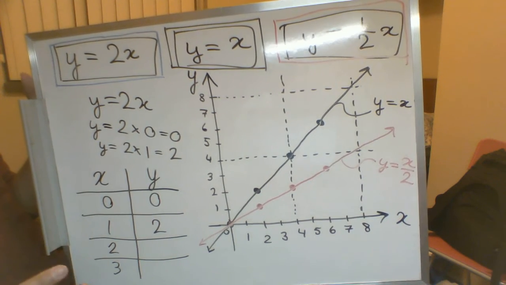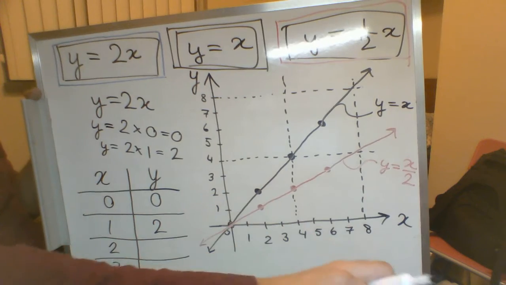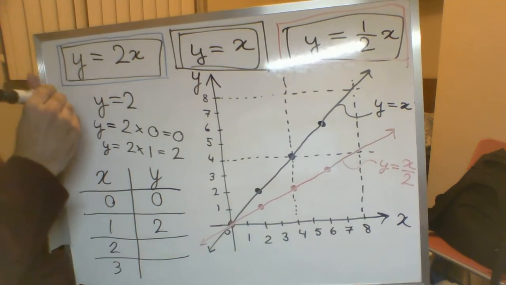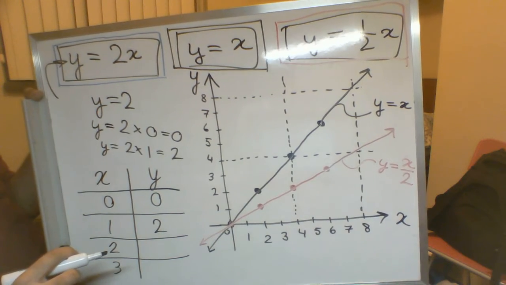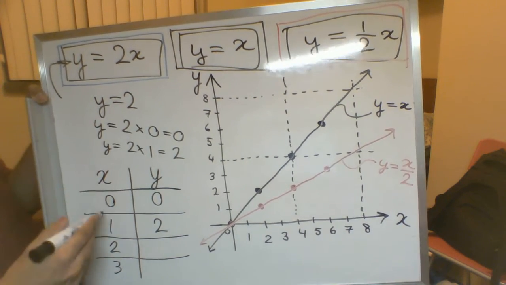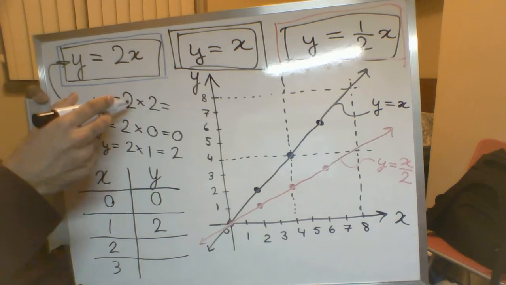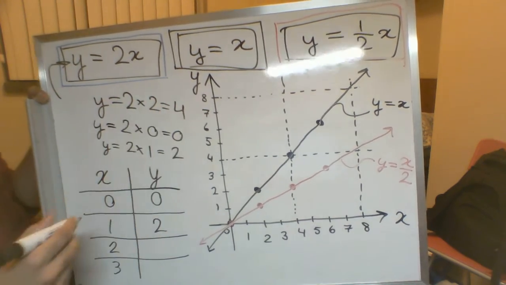Hopefully I'm not going too fast. I'm trying to leave the equations on the board so that you can see what I'm doing. Remember, this is the equation that we're dealing with right now, this y is equal to 2x. For x is equal to 2, we've got y is equal to 2 times 2, which is 4.